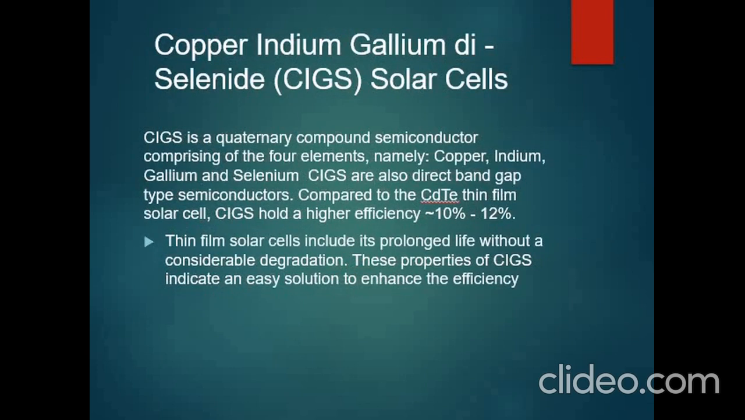CIGS solar cell. CIGS is a quaternary compound semiconductor made up of copper, indium, gallium, selenium. CIGS are direct band gap type semiconductors that make the efficiency a little bit higher, 10 to 12%. Due to sufficiently high efficiency and economy, CIGS based solar cell technology is the most leading technology for thin film solar cell. One more advantage is prolonged life with considerably less degradation, and that makes it one of the most important candidates for thin film solar cell.